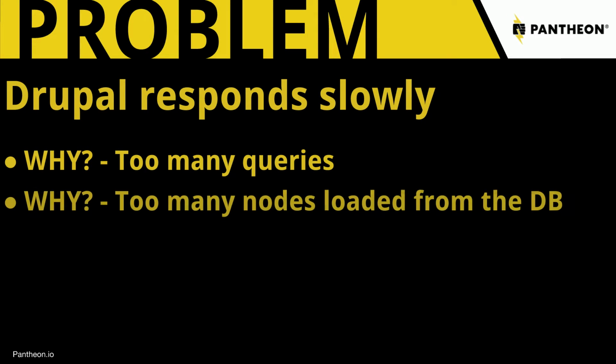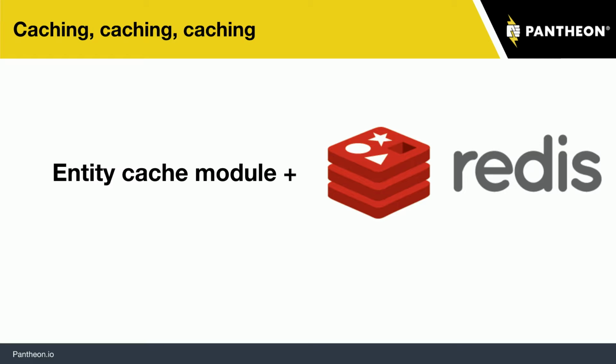There are too many queries. Why are there too many queries? Well, maybe we're loading too many nodes from the database. That's a common answer to the question, why are there too many queries on this page? We're loading too much. Well, if you can get to that level of specificity, if you can say, well, we're loading too many objects, then there are answers for that.